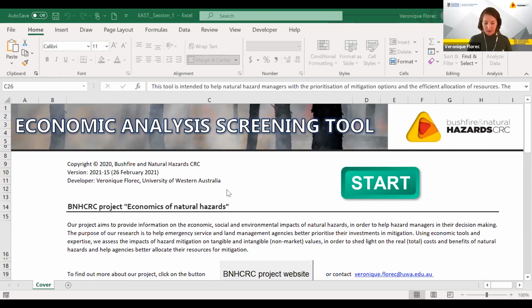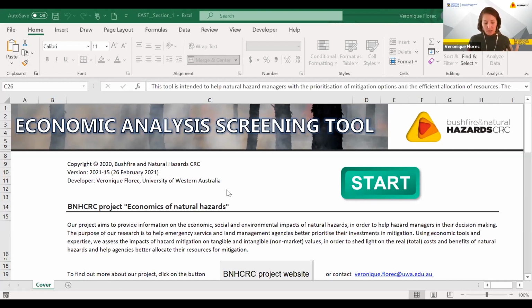So to start, the purpose of creating this tool is to help people get a good grasp on economic analysis and how to apply it to a natural hazard management context. It is to provide a very simple and at the same time robust enough tool that will help people in the natural hazard management space to prioritize different mitigation options for natural hazards. And so it provides a quick overview.